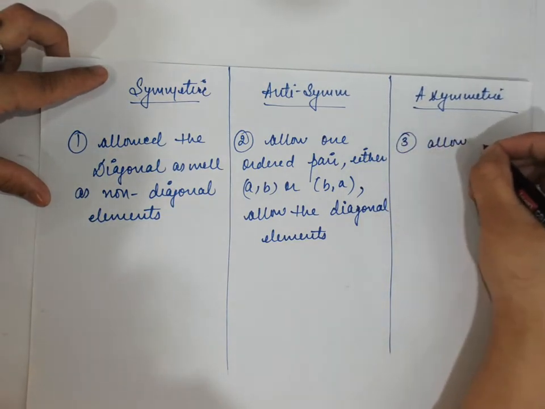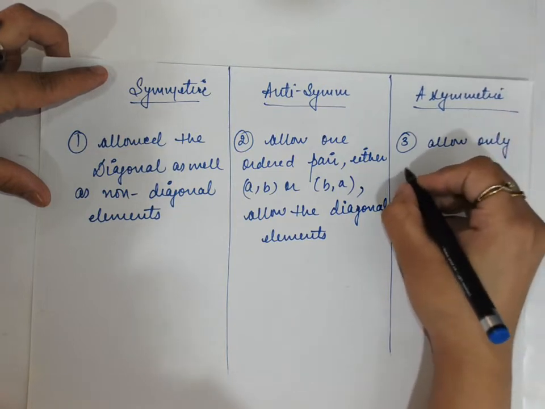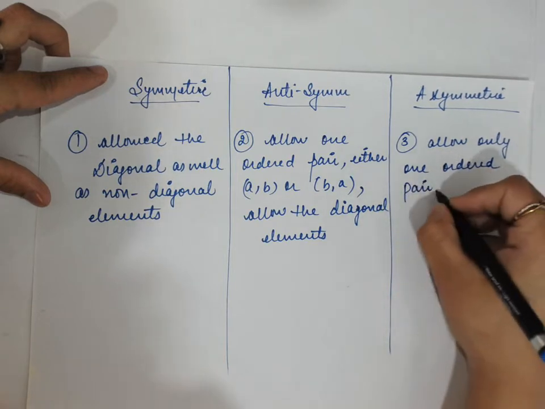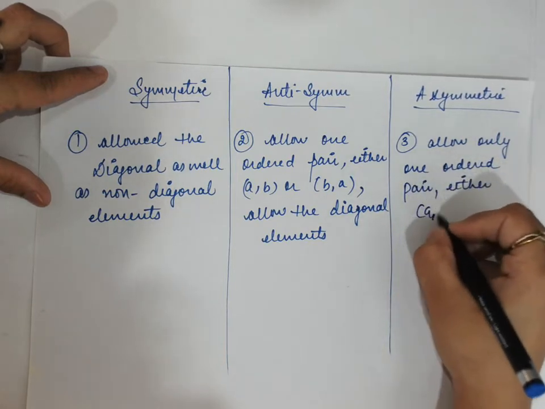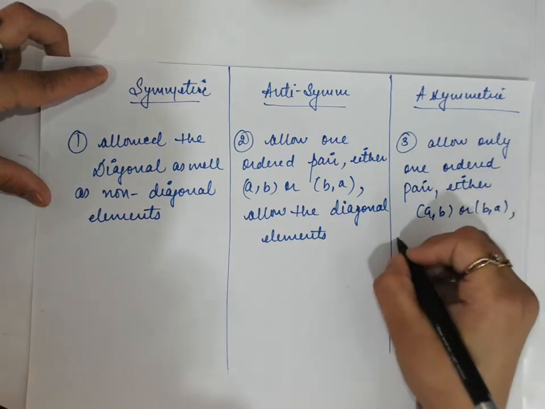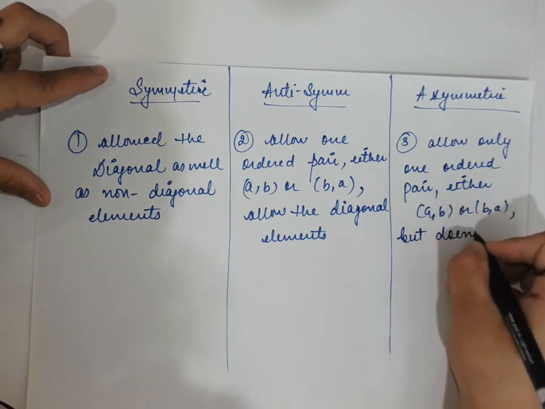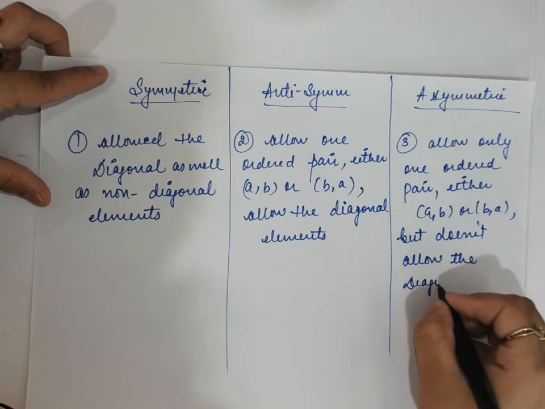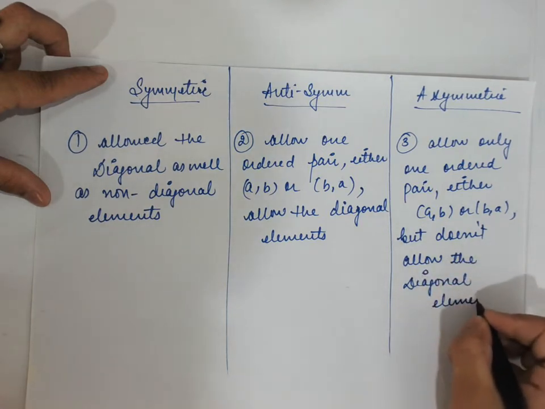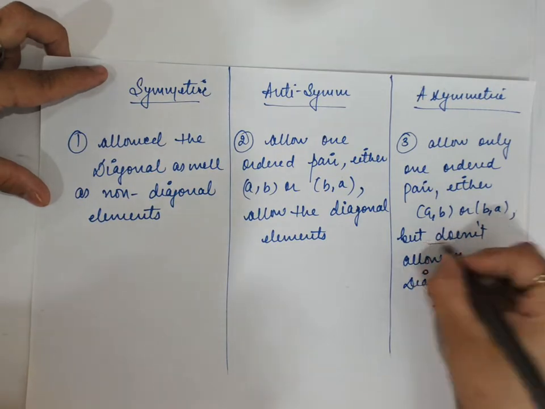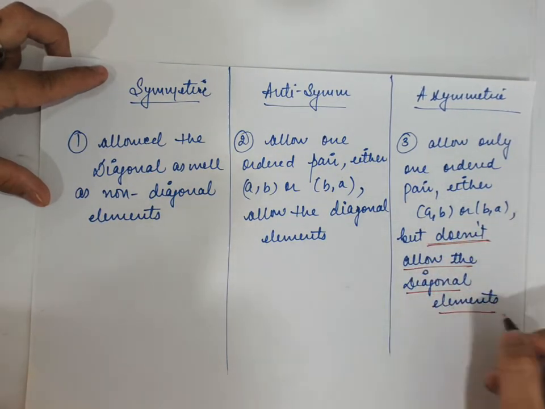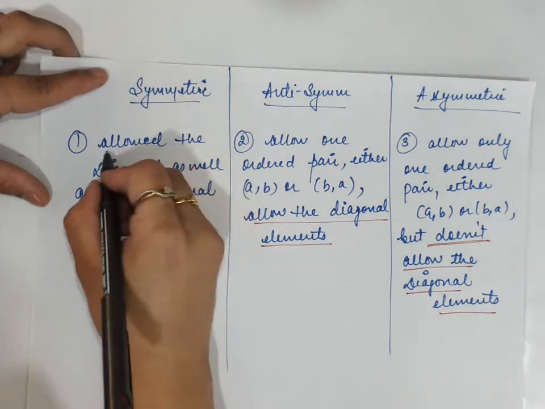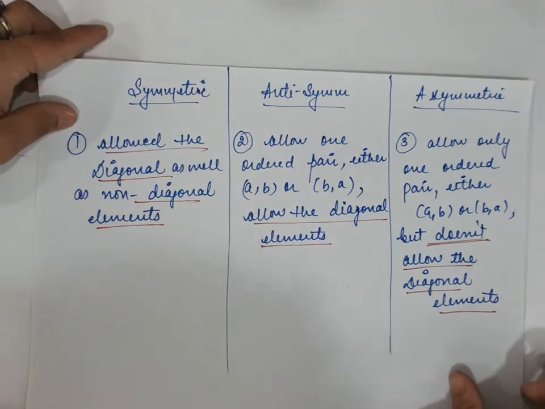Asymmetric allows only one ordered pair, either AB or BA, but does not allow the diagonal element. Asymmetric relation does not allow the diagonal element, but antisymmetric allows the diagonal element, and symmetric allows both diagonal and non-diagonal elements.